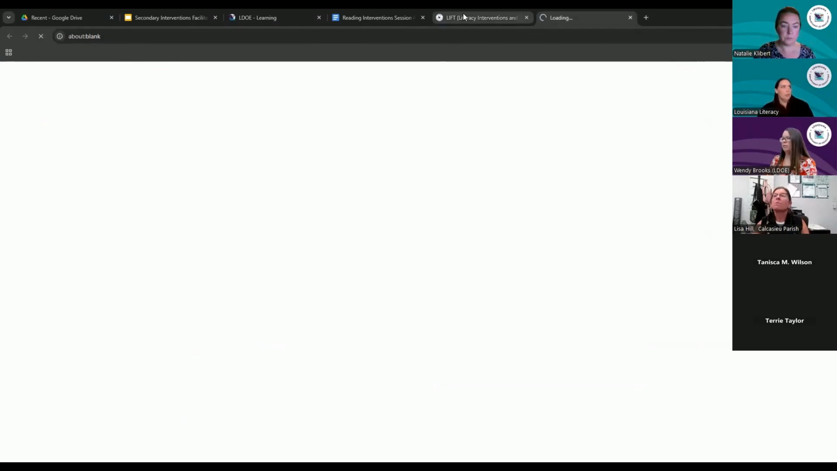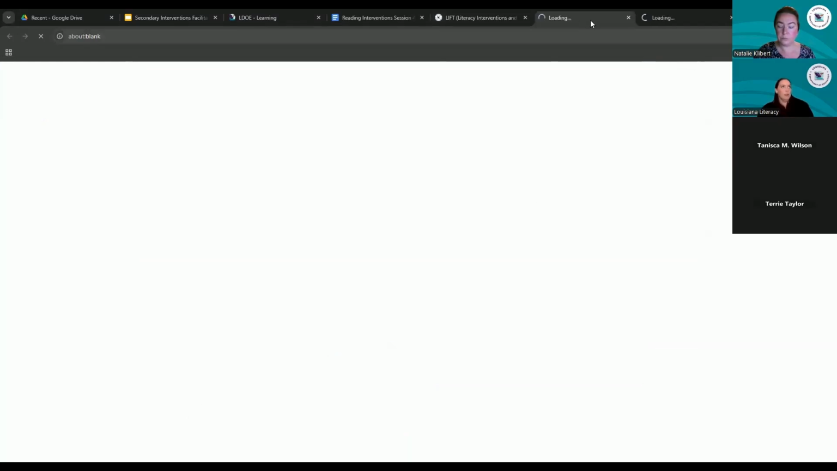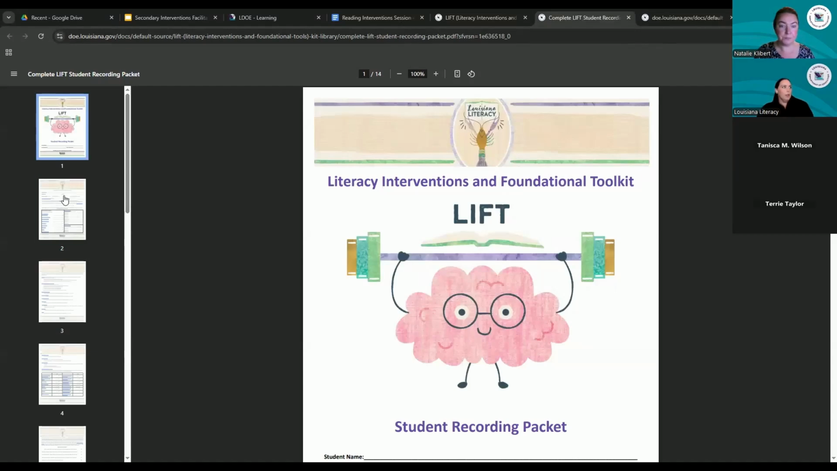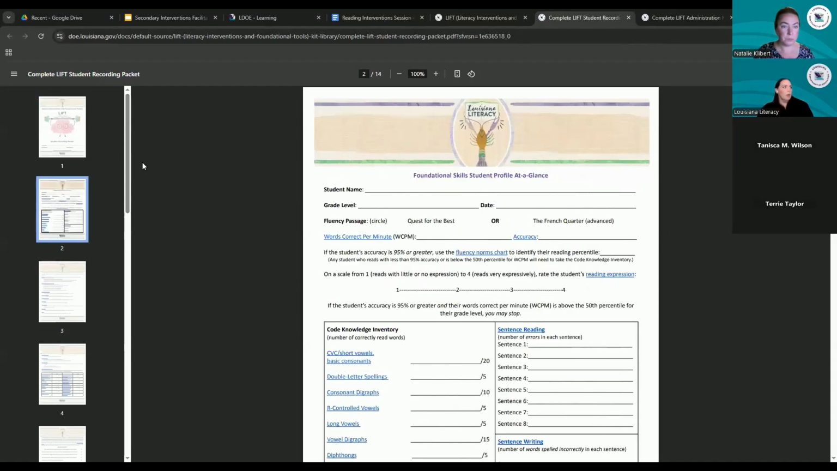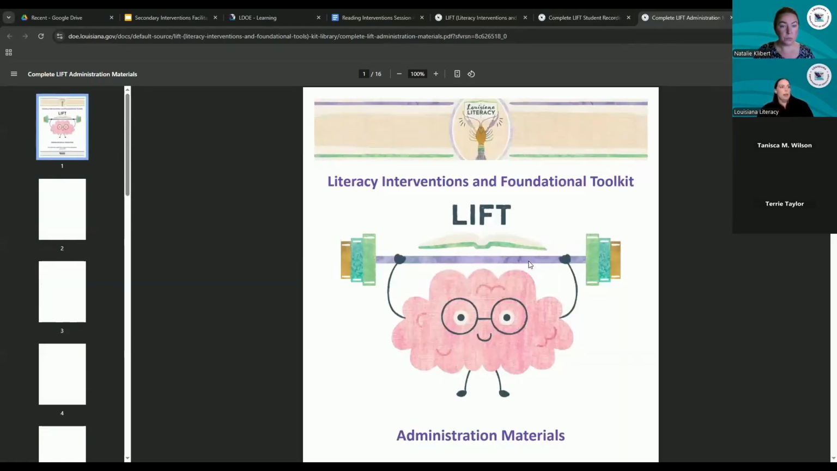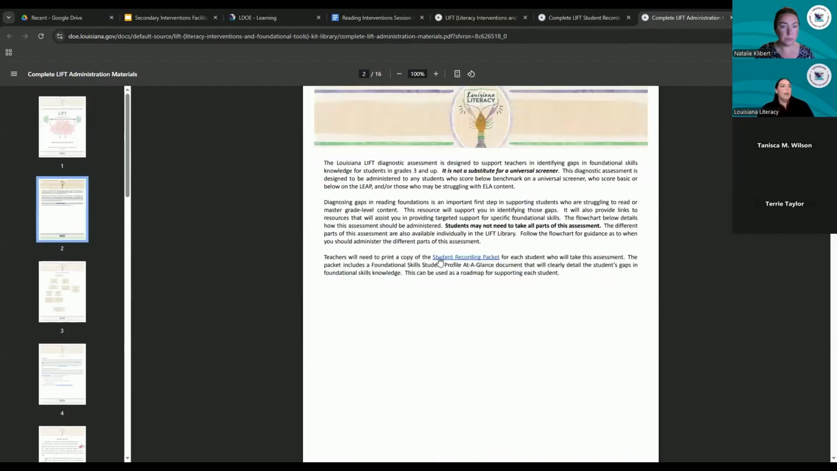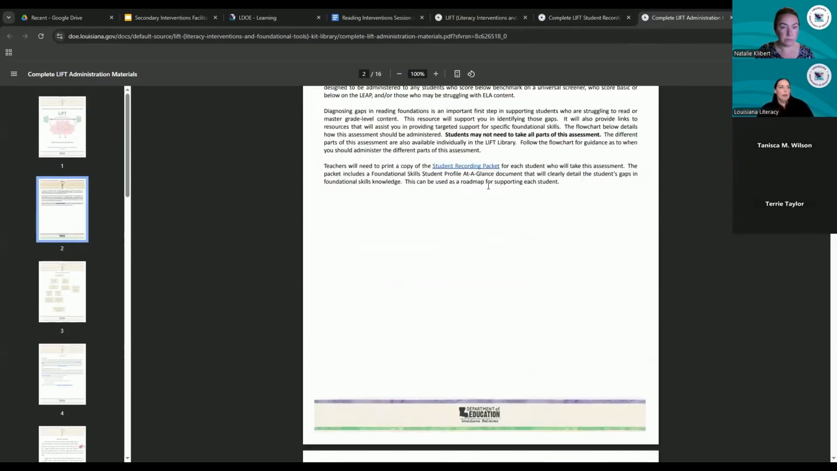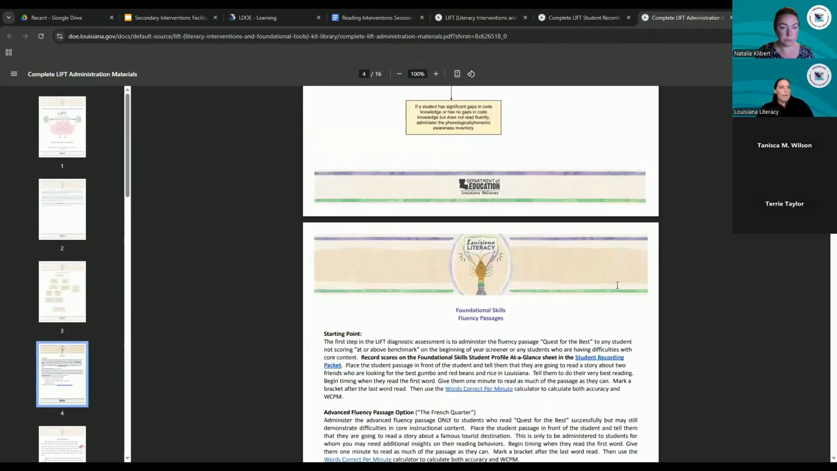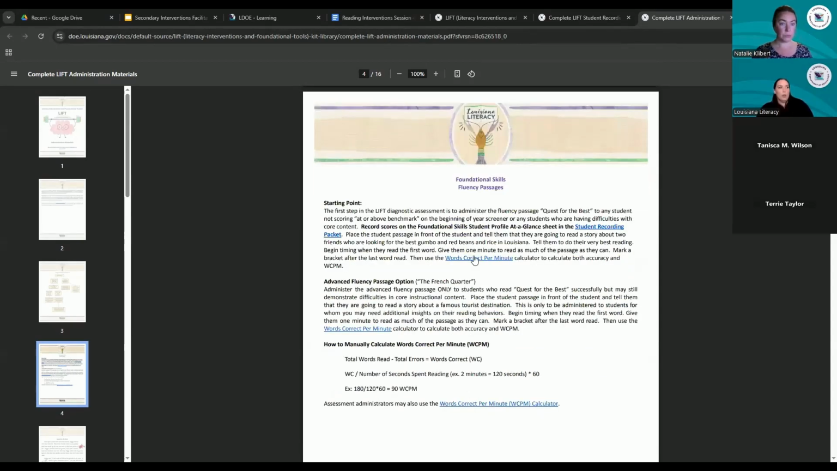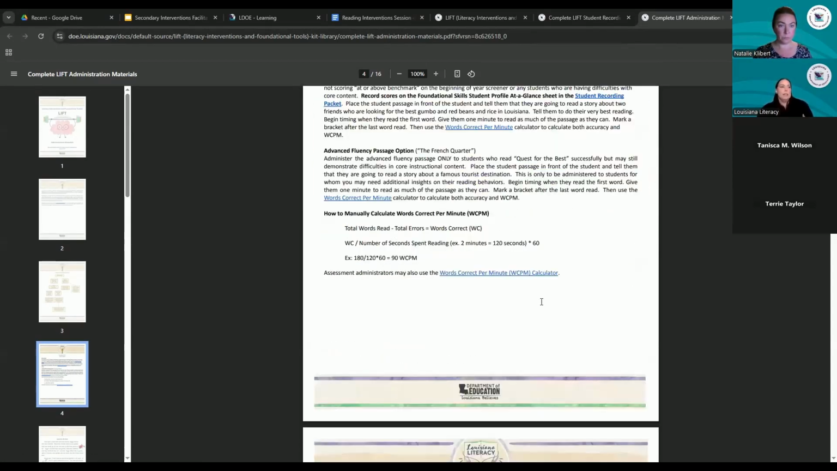So we have the administration materials and we have the student recording packet. You're looking at the student at a glance profile from the student recording packet right now. But I do want to go over some stuff in the administration packet very quickly. So in the administration packet, it does have all the materials you'll need to give the test. It also links the student recording packet there. It also is going to give you the calculators for words correct per minute, and helping you determine their automaticity and things like that.